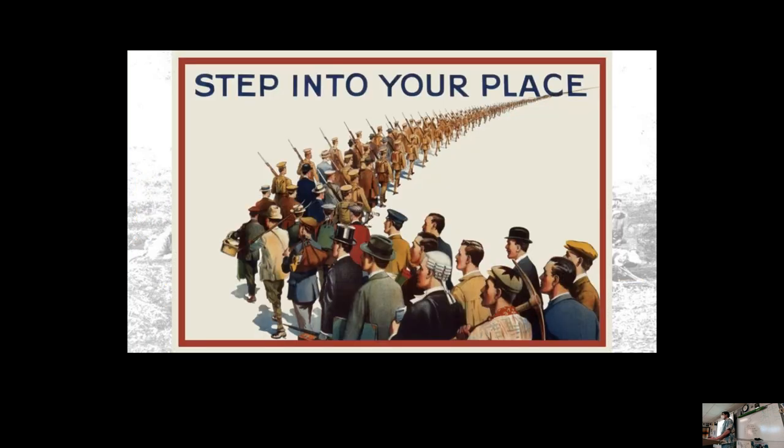I love this one. This idea for step into place. I just like this poster because it shows the attitude that comes in war, but also how you can get to totalitarianism. Here we have all these civilians, mostly men. There's a few women, but it's mostly men. And you notice they just blend right into soldiers. Do you see any individuals at all? You leave your individuality behind and you become one of a mass. And this is what people want in war.